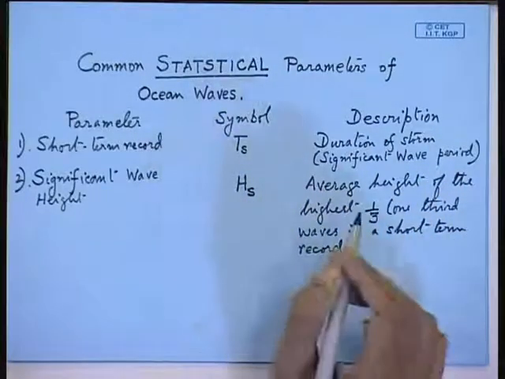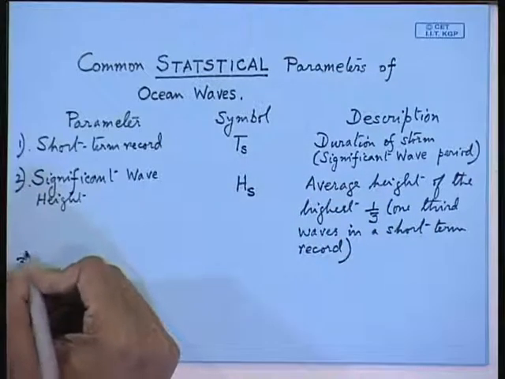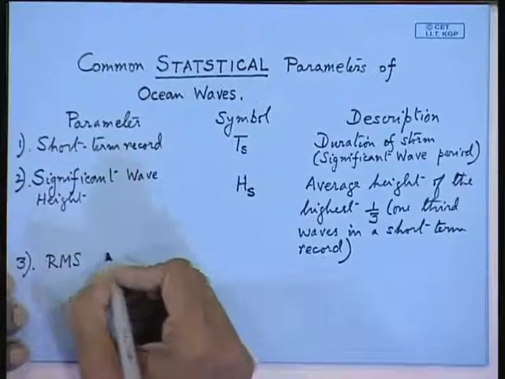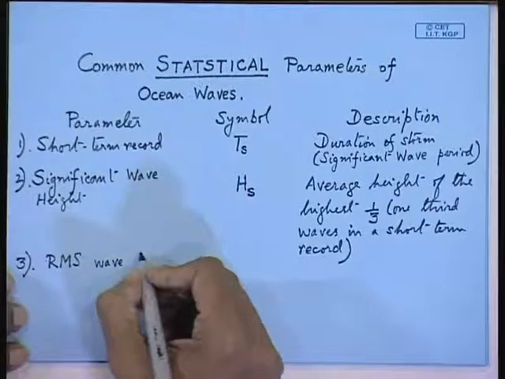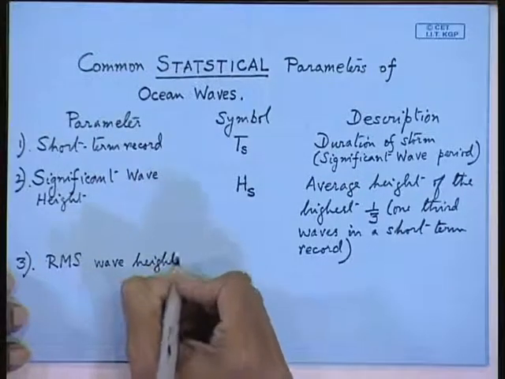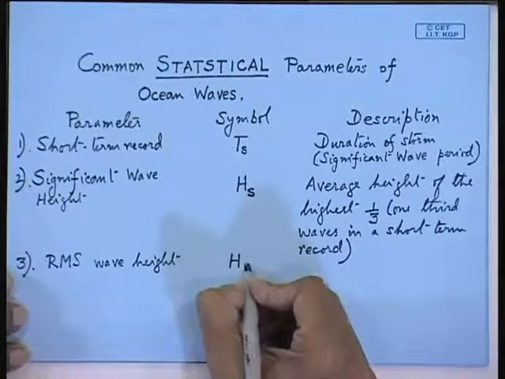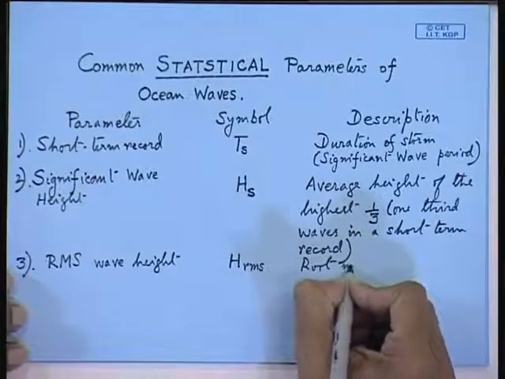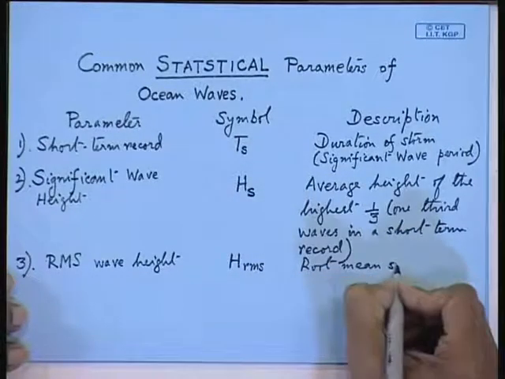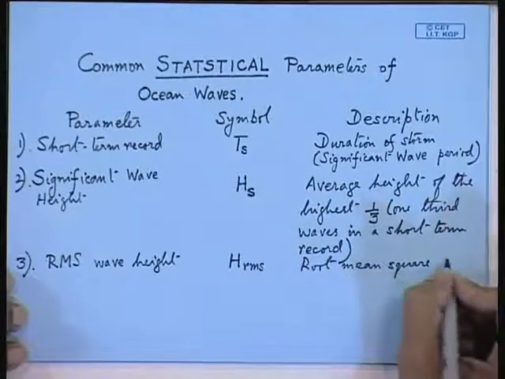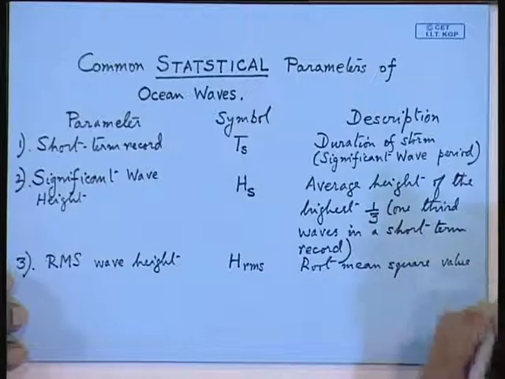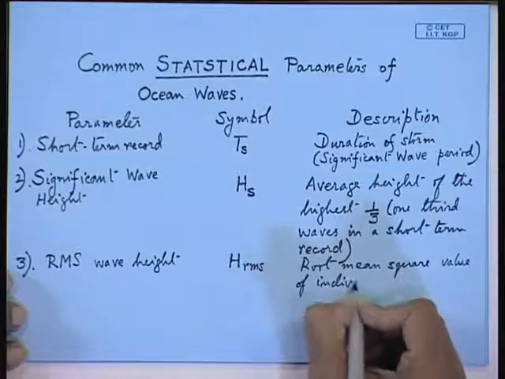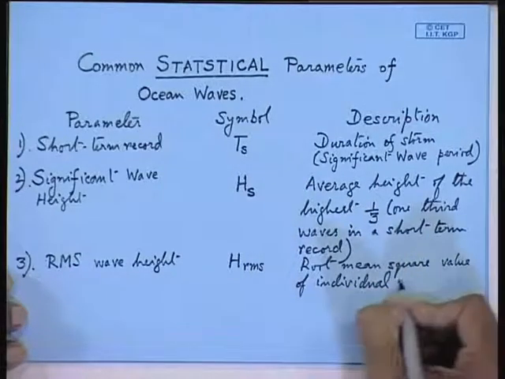So, here this is the crucial point, and the other one you will come across is called the root mean square, RMS. Those of you who have done a little bit of statistics will come across this. So, this is called RMS wave height. In short they write H RMS. This is the root of the mean square value of individual wave heights.